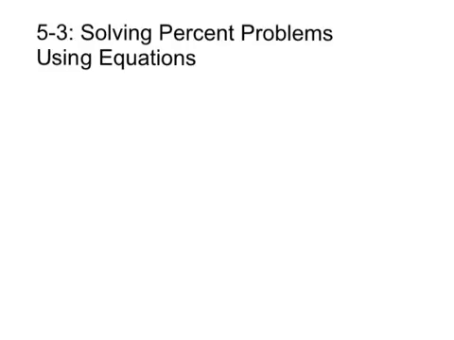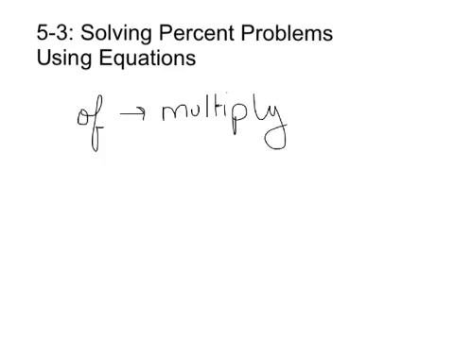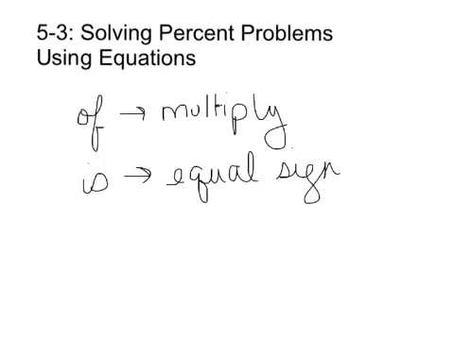In this video, we're going to take a look at how to solve percent problems using equations. There are a couple key words. Anytime you see the word "of," it means to multiply. Anytime you see the word "is," you're going to put an equal sign. And then the last clue that comes in handy is anytime you have a percent, change it to a decimal.